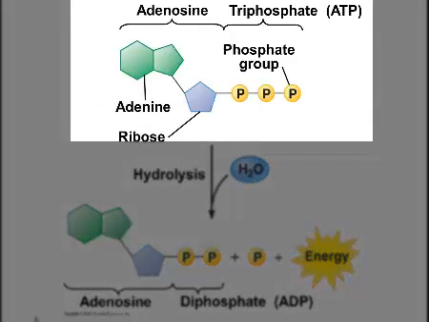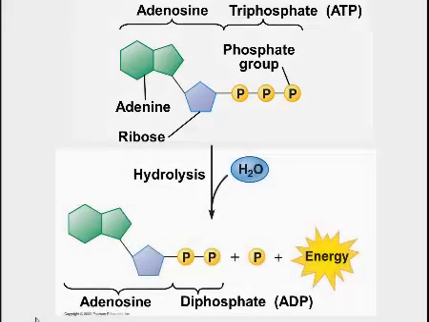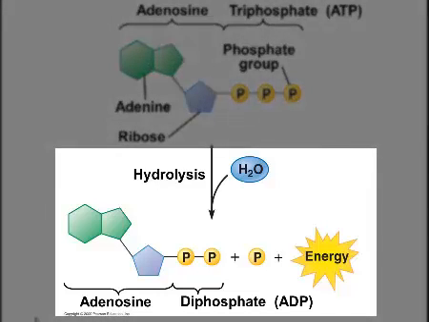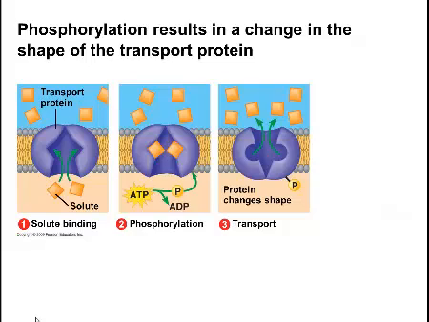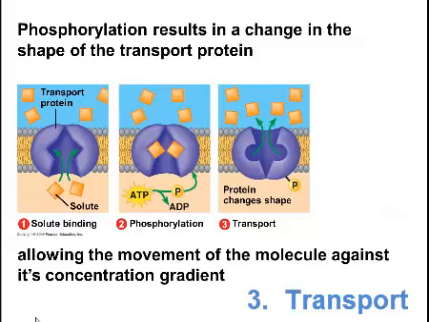This is ATP. The removal of a phosphate group from ATP is a hydrolysis reaction, and that reaction separates a phosphate group, makes what's called ADP, and that transfers energy to the carrier protein. When phosphorylation occurs, it results in a change in the shape of the transport protein, and that's the third step. That change in shape leads to transport, allowing the movement of the molecule against the concentration gradient.